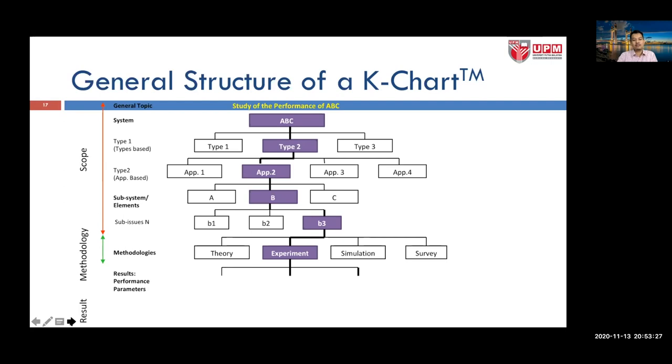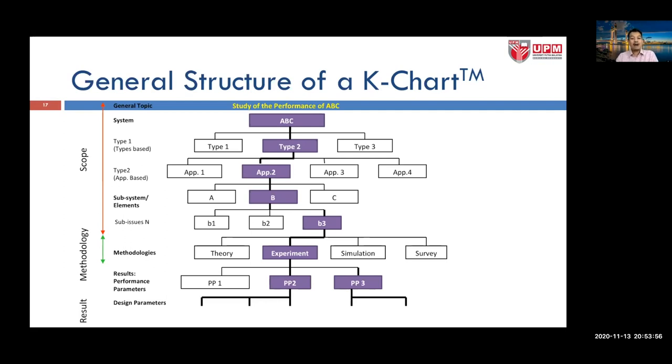And then we move into the results layer where we have the performance parameters. Whenever you do a science and technology study or even a social science study, you will have parameters called the performance parameters. You may have performance parameter one, performance parameter two, and so on. And then we will have the design parameters. Performance parameters are the outcome, right? The design parameters are the parameters that you play around with, where you change the dimensions, and that will affect the performance parameters. You may have DP1, design parameter 2, 3, and so on. These we call the results layer.